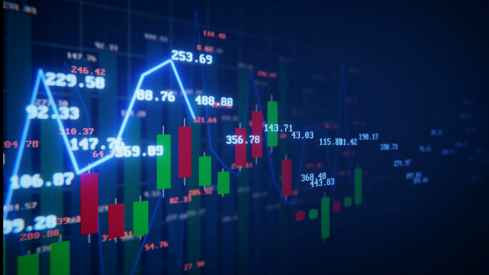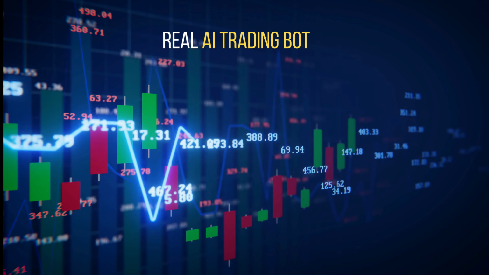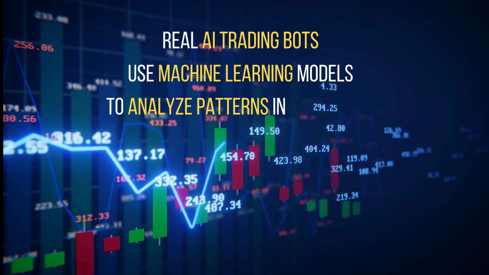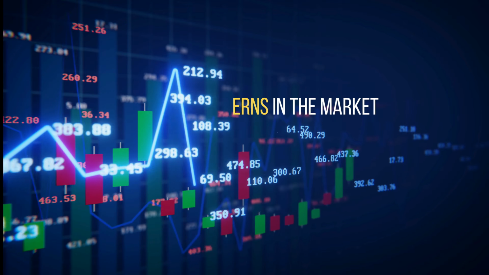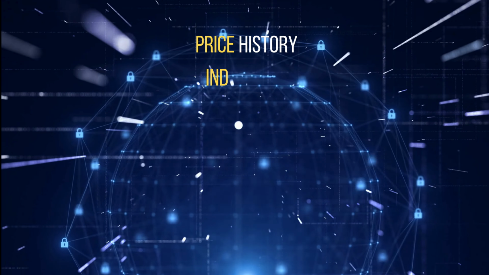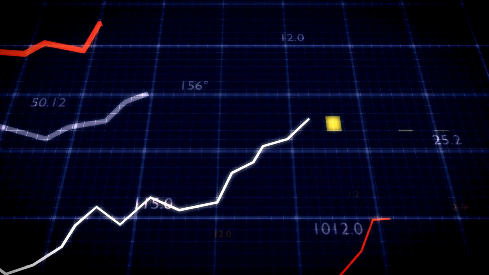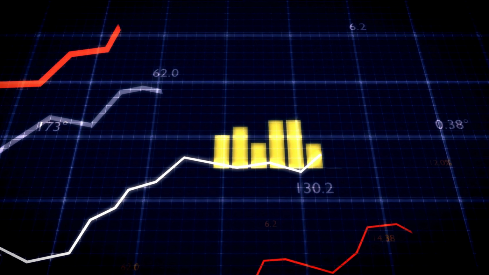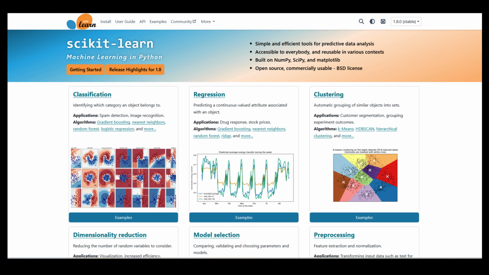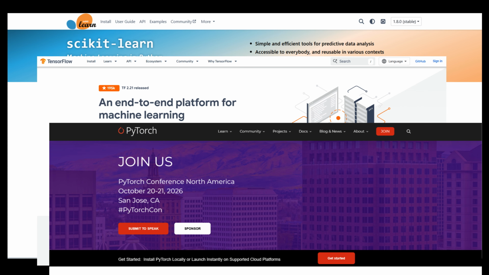Now let's talk about the AI part. Real AI trading bots use machine learning models to analyze patterns in the market. AI looks at price history, indicators, volume, and trends. Then it tries to predict up or down. Popular beginner AI tools include scikit-learn, TensorFlow, and PyTorch.